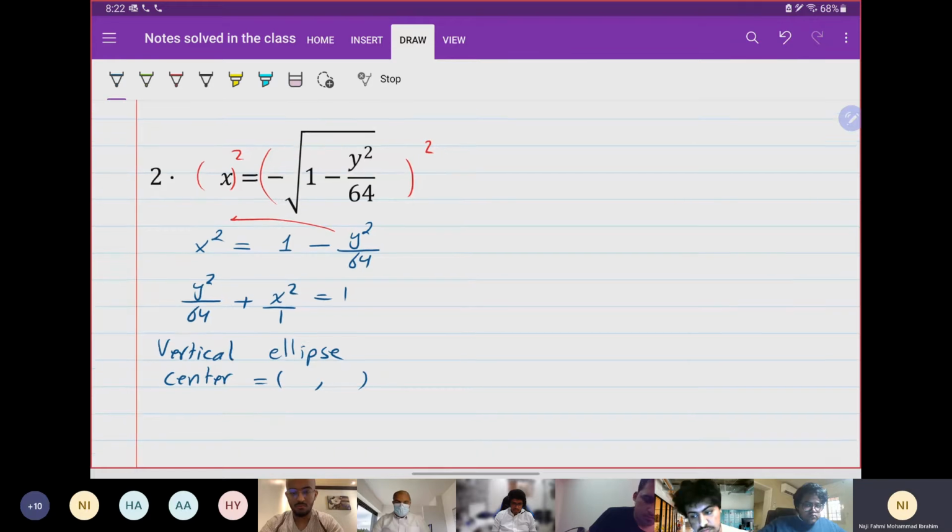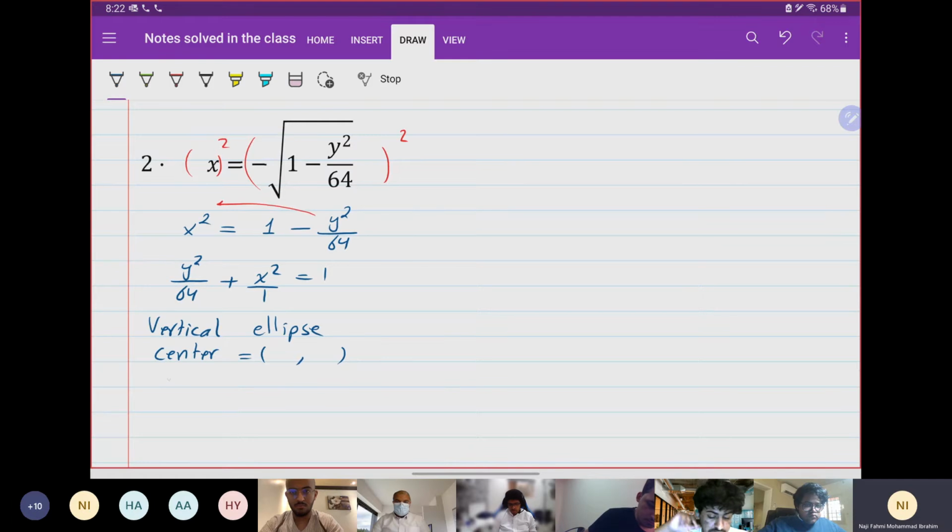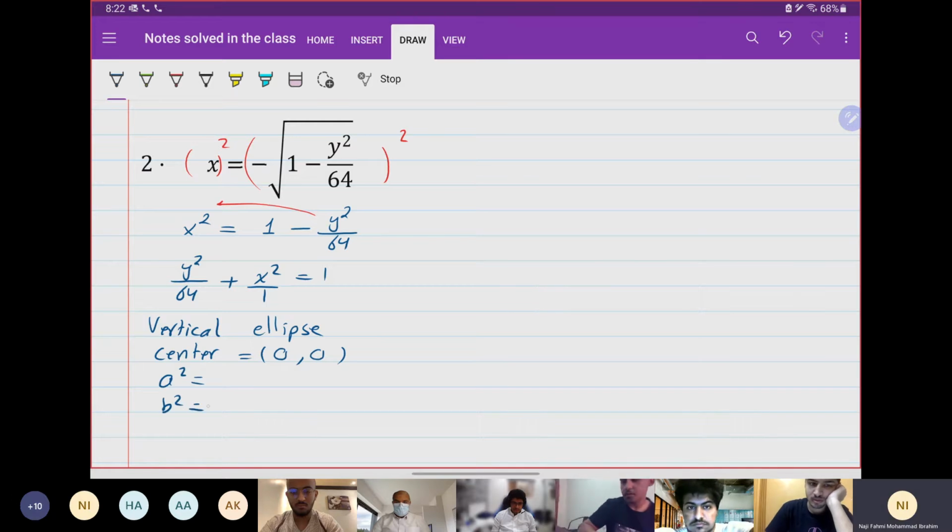Mazen, can you give us the center? 0, 0. What about A squared? A is the largest and B is the smallest. Which is larger, 64 or 1? 64. So 64 is A squared and B squared is 1. This means A is 8 and B is 1.